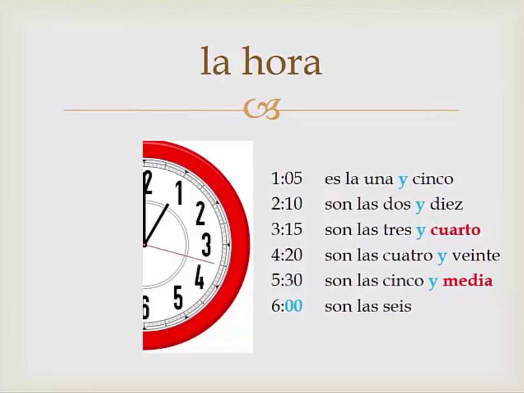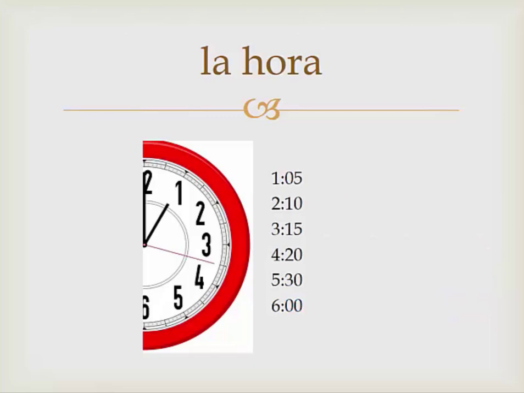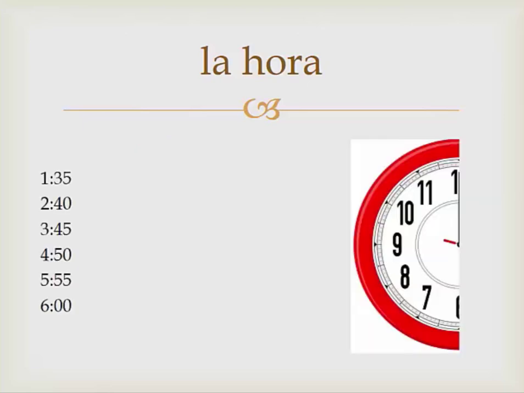And if you want to say 6 o'clock on the dot, you can just say son las seis. But if you want to say on the dot, in Spanish you can say en punto. Son las seis en punto. It's exactly 6 o'clock. Notice again that we're on the right-hand side of the clock, and numbers 1 through 30 are going to use the word y. Let's flip sides of the clock now. We're going to be on the left-hand side of the clock.